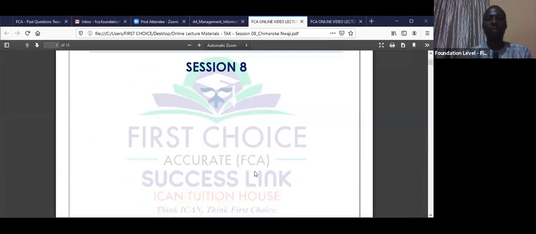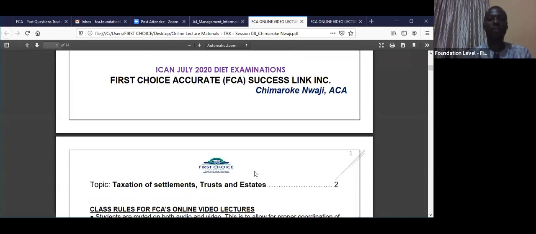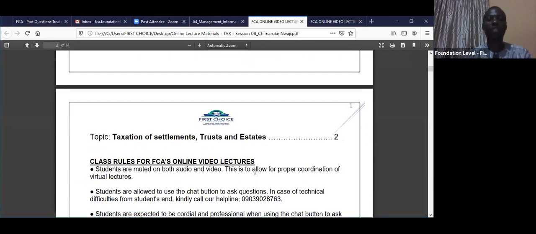Today's class, we shall be taking what we call taxation of settlements, trusts, and estates. Taxation of settlements, trusts, and estates. This is a very important topic that you might not want to miss because it usually comes up in the exam.